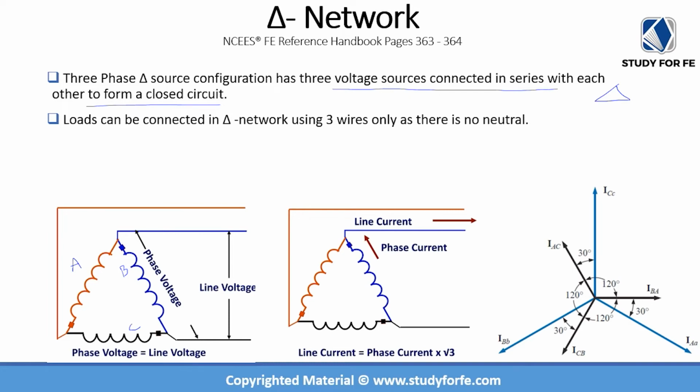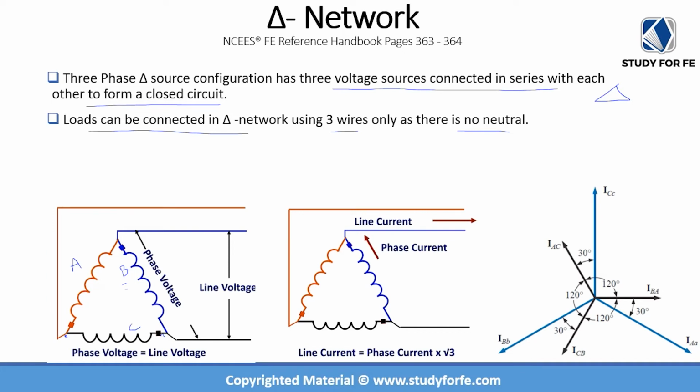For C, you can observe that you have one end connected to A and one end connected to B. For B, you have one end connected to A and one end connected to C. And for A, you have one end connected to B and the other end connected to C. And loads can also be connected in a delta network using 3 wires only, as there is no neutral. So a standard delta configuration will have no neutral.